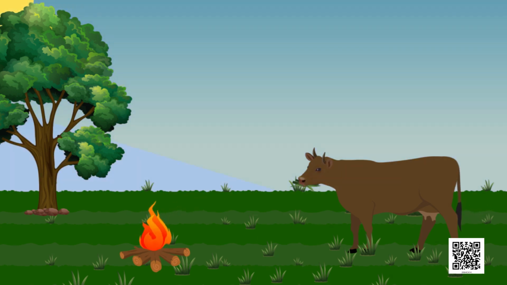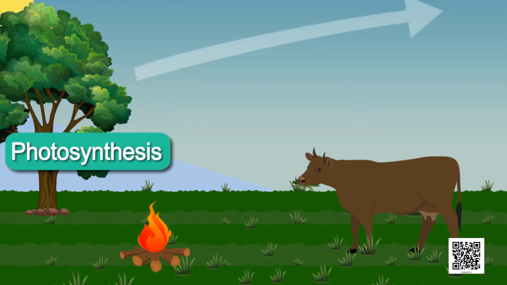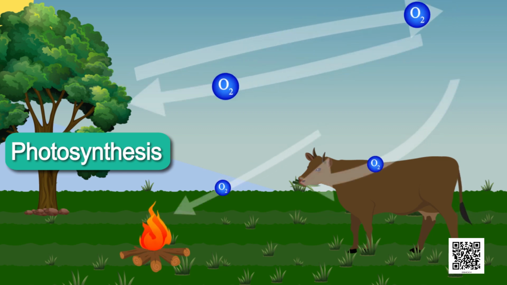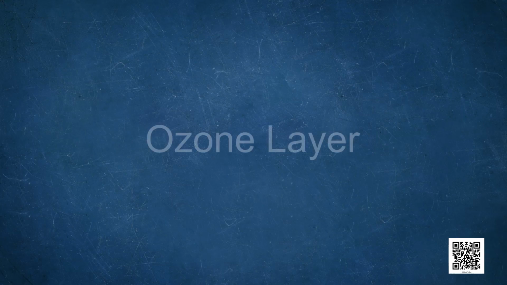Oxygen is returned to the atmosphere by only one major process, that is photosynthesis, and this forms the broad outline of the oxygen cycle in nature. In this cycle, organisms take oxygen from the atmosphere and then release it back to the atmosphere.